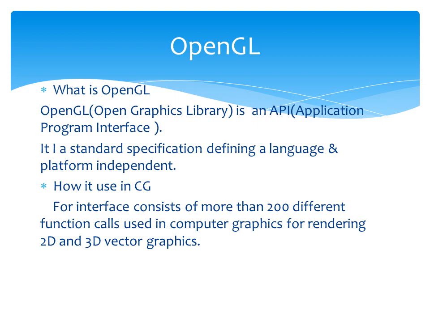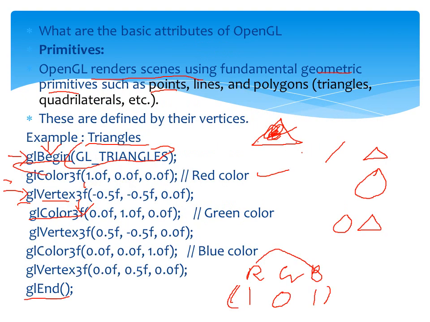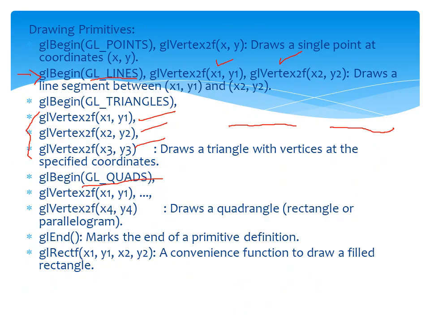Okay, so continuing with some primitives. Now, other GL points. glBegin with GL_POINTS means we have to declare one vertex. glVertex2f is nothing but two floating values, the x and y coordinates. It draws a single point.